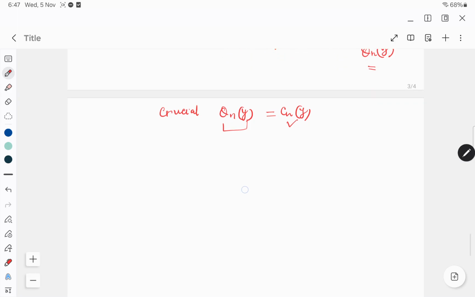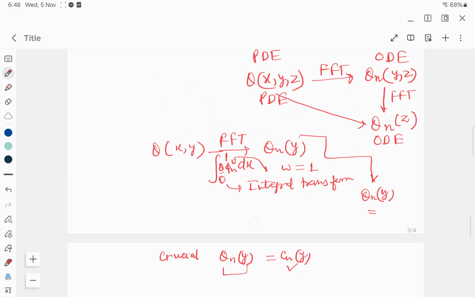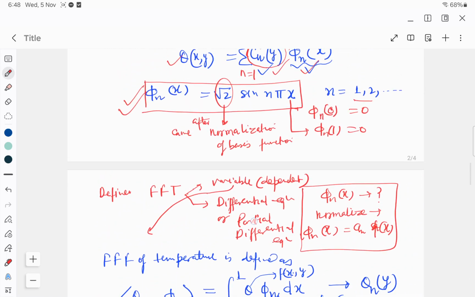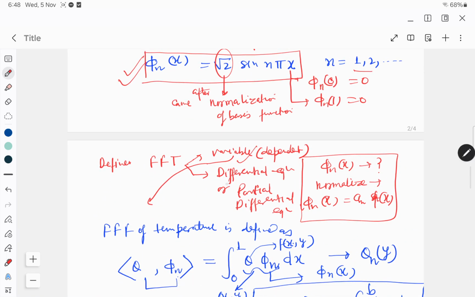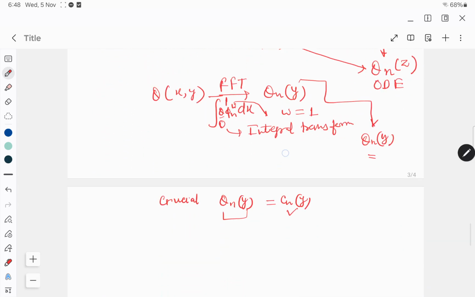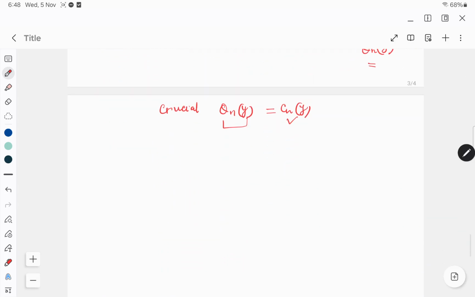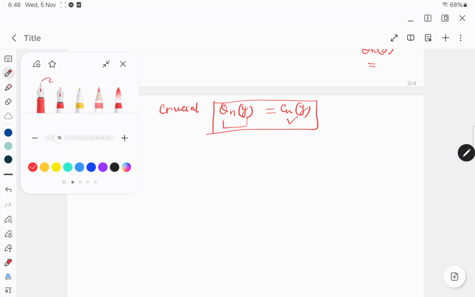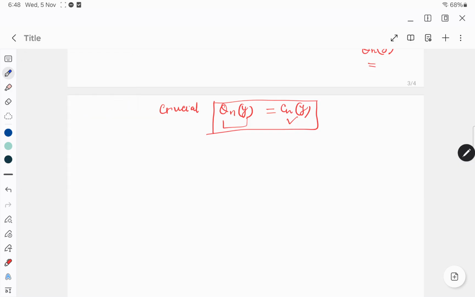Okay, so first we have learned to take the FFT of a variable. Now we have to learn the FFT of a partial differential equation. How to take the FFT of a partial differential equation is the next step. So the next topic is the FFT of a PDE, the FFT of a partial differential equation.